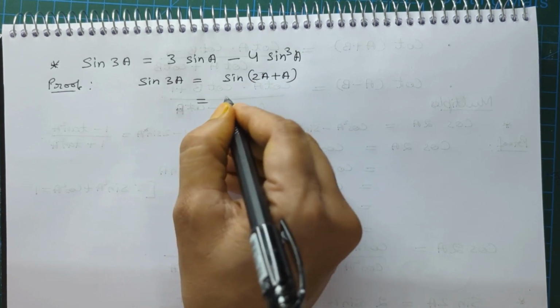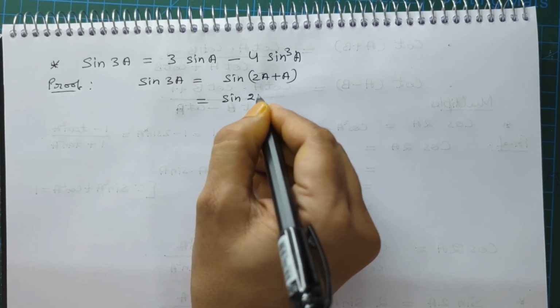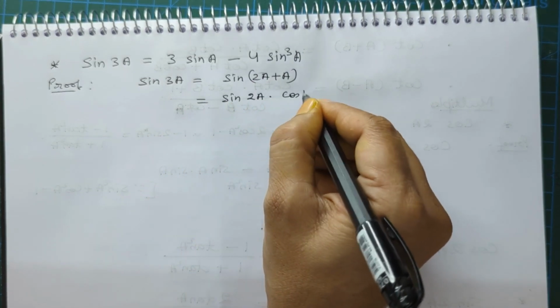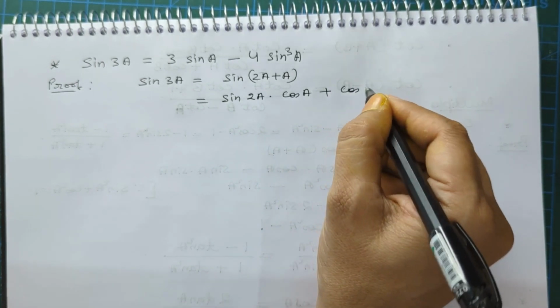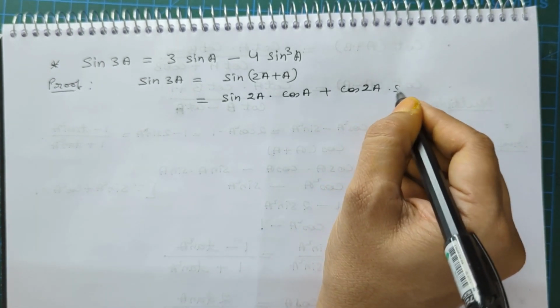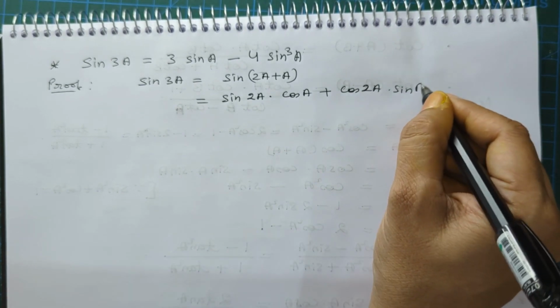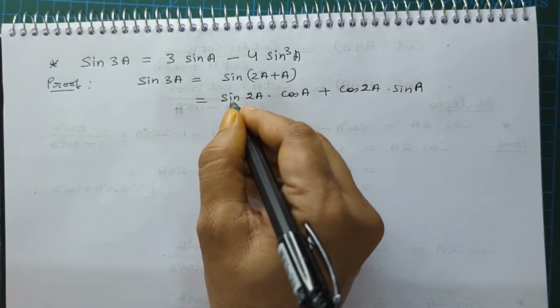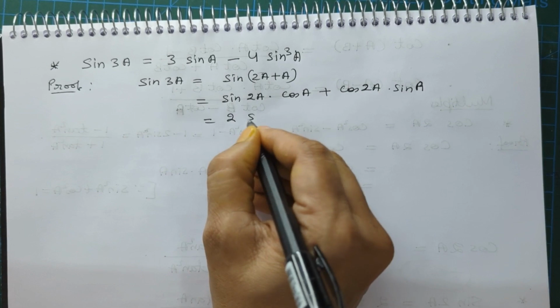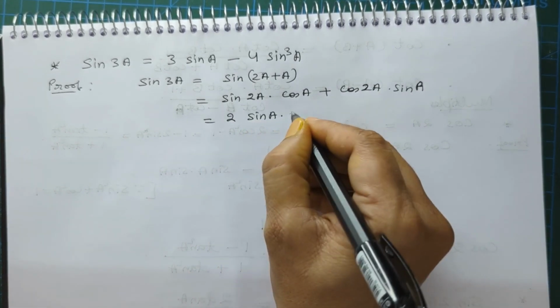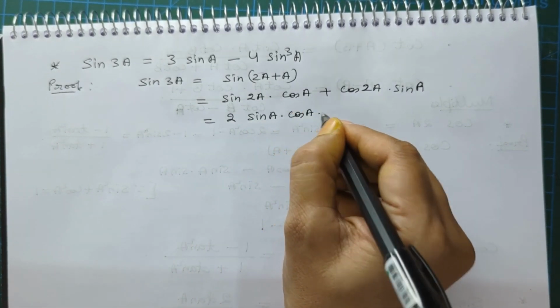Sin(A+B) is what? sin A cos B plus cos A sin B. B is actually A. Sin 2A is 2 sin A cos A, and then already we have one more cos A.